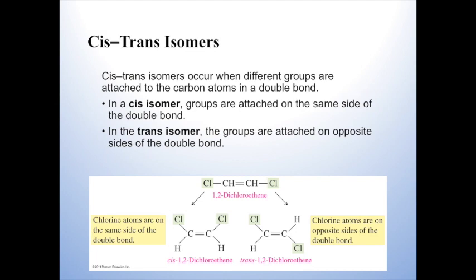So an example of this is 1,2-dichloroethene. So this is an ethene molecule with two chlorines in the place of two of the hydrogens, and the chlorine atoms can either be on the same side of the double bond, as shown here. This would be called cis 1,2-dichloroethene, or they could be arranged across from one another, as shown on the right, which is referred to as trans 1,2-dichloroethene.